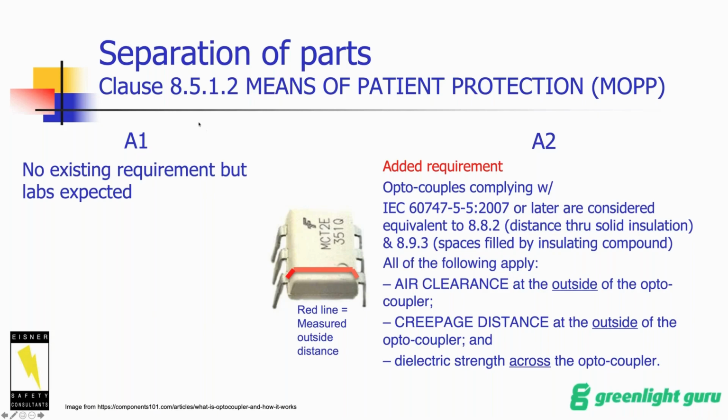So continuing with separation of parts in the same clause, actually, optocouplers. This requirement never existed in the standard before, but labs always looked at it, just never quite in this written requirement as the way it is. So if you use an IEC 60747-5-5 opto, then these two clauses just fall out. They say you meet those clauses, but you need to comply with these requirements: the air clearance at the outside of the opto, which is this red line, and the creepage, which would happen to be the same red line, and the dielectric strength across the opto, which is going to pretty much be the same red line. You need to meet those.